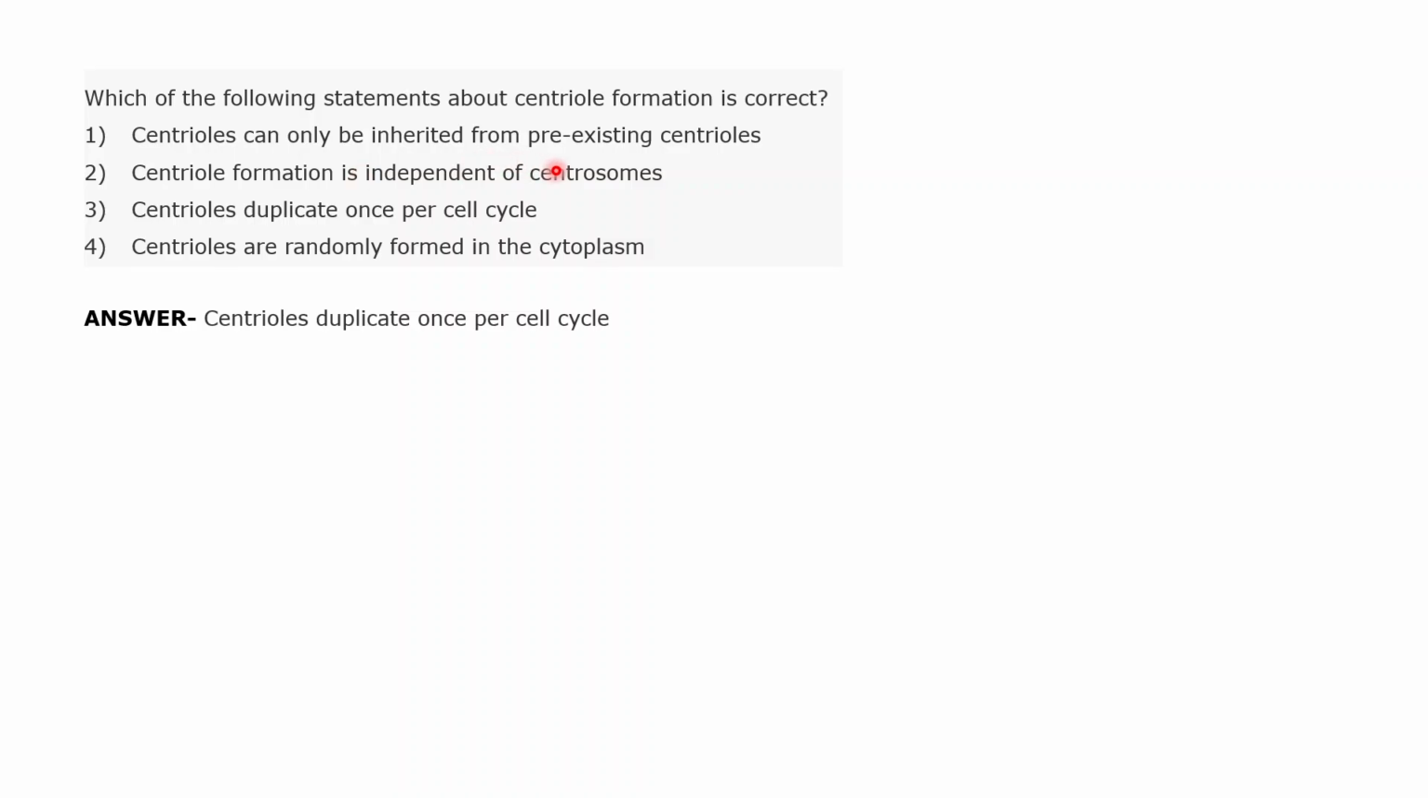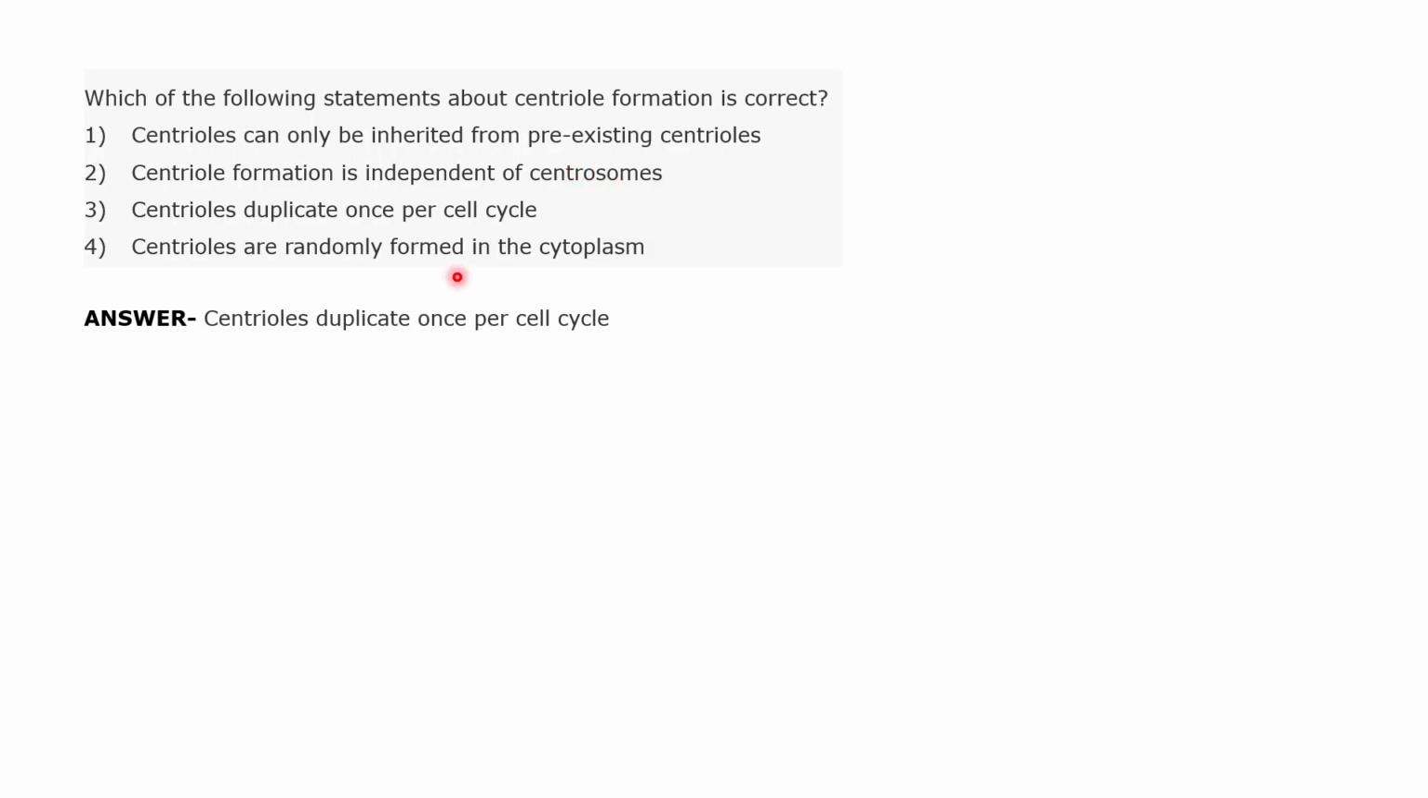Centriole formation is independent of centrosomes. That is incorrect, because a centriole is actually a part of the centrosome. Two centrioles with the interconnecting linkers, along with the pericentriolar matrix and the microtubules that are attached to the PCM, form what is called a centrosome, right? So centriole formation is dependent on the centrosome. It is not independent of centrosomes.